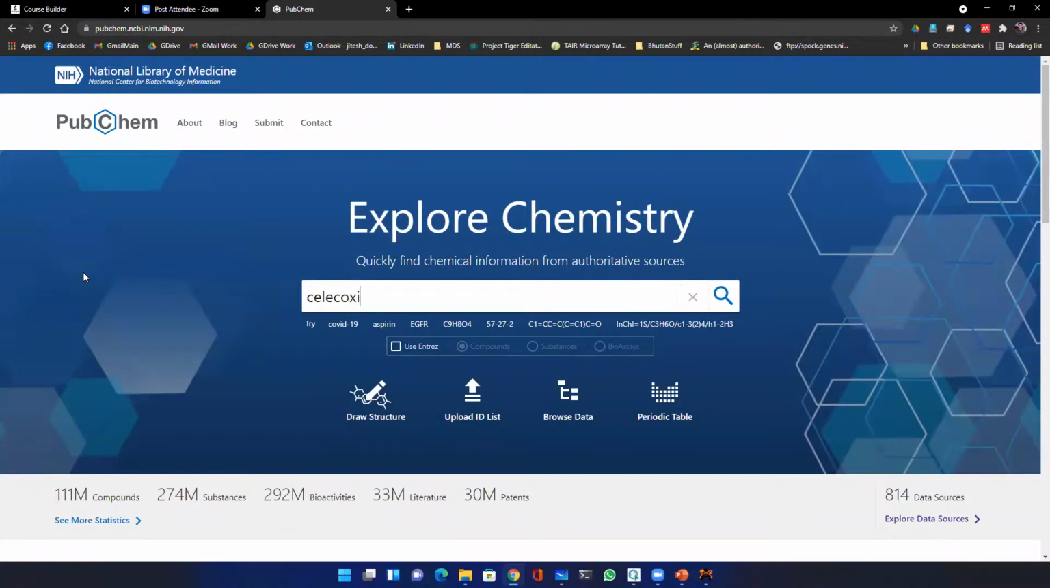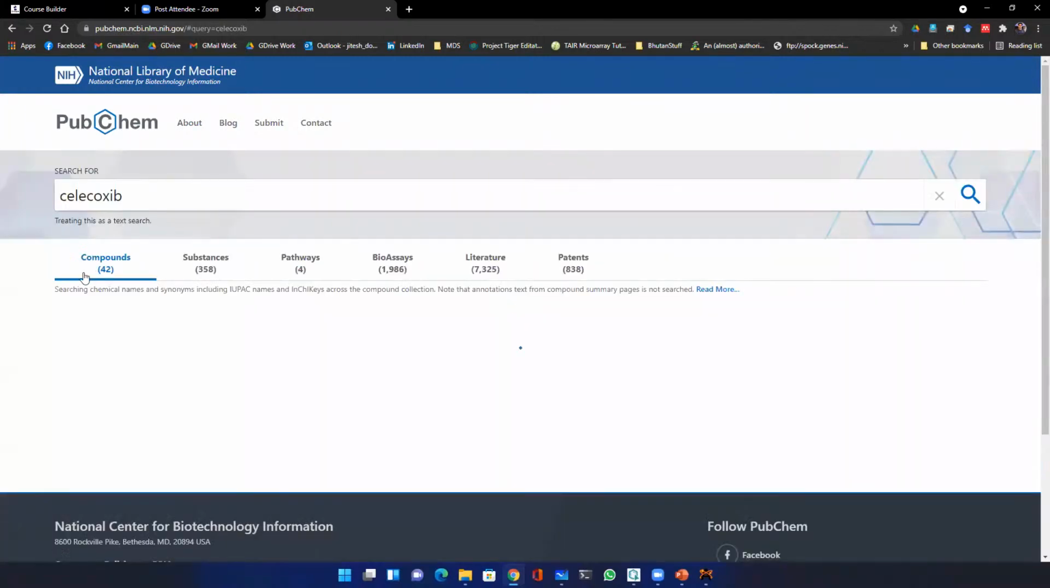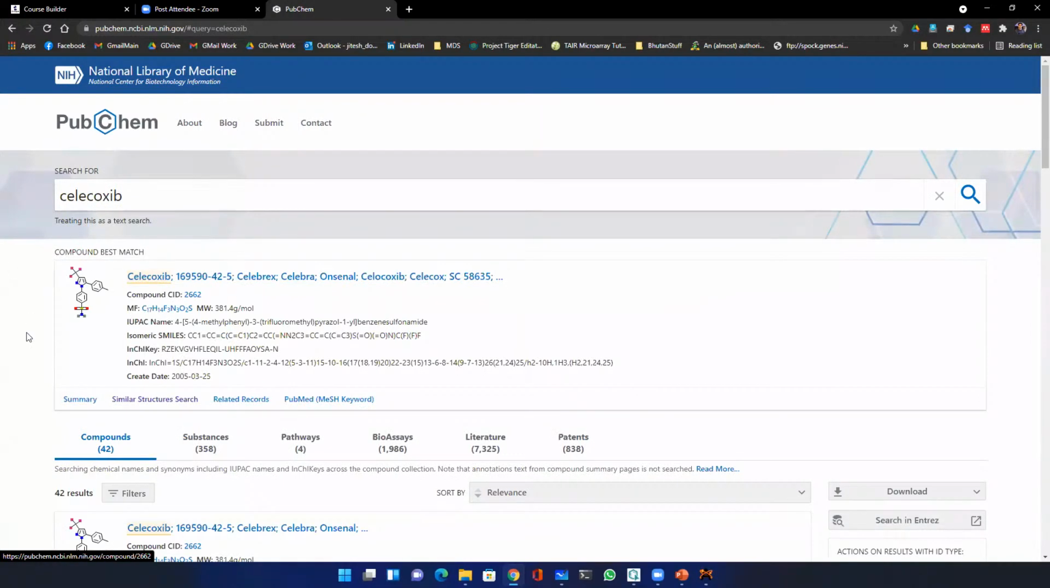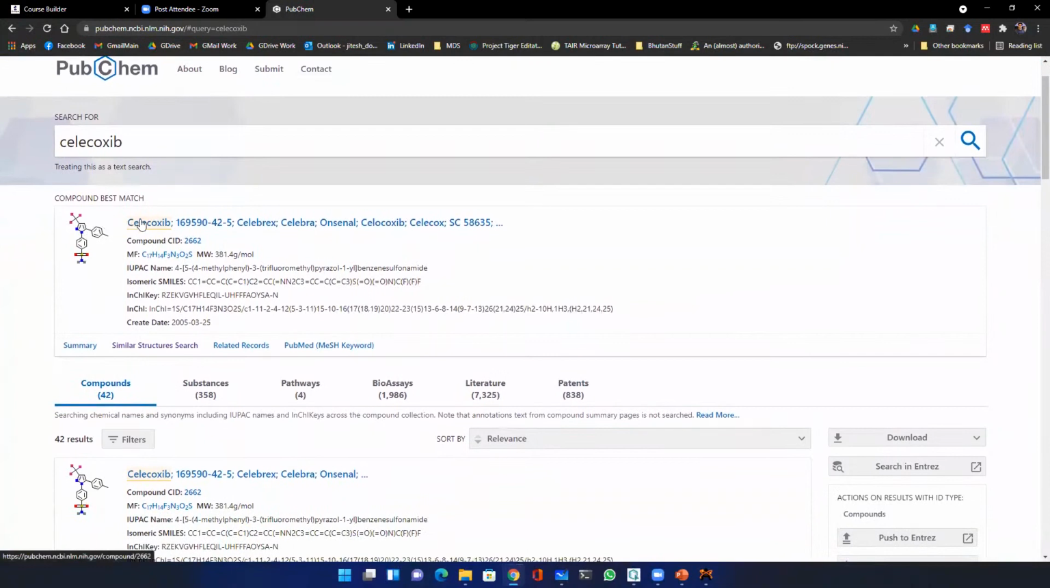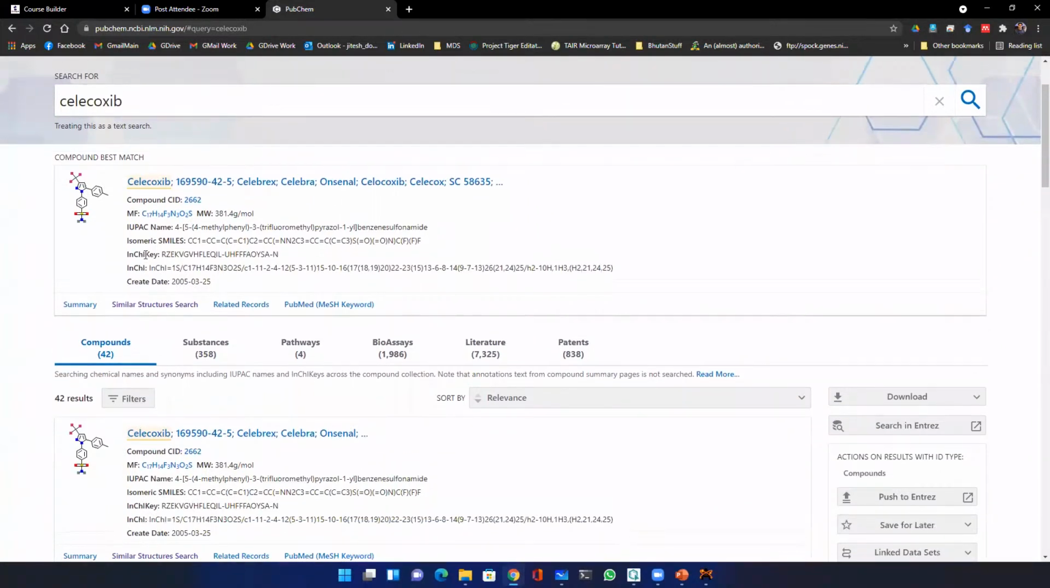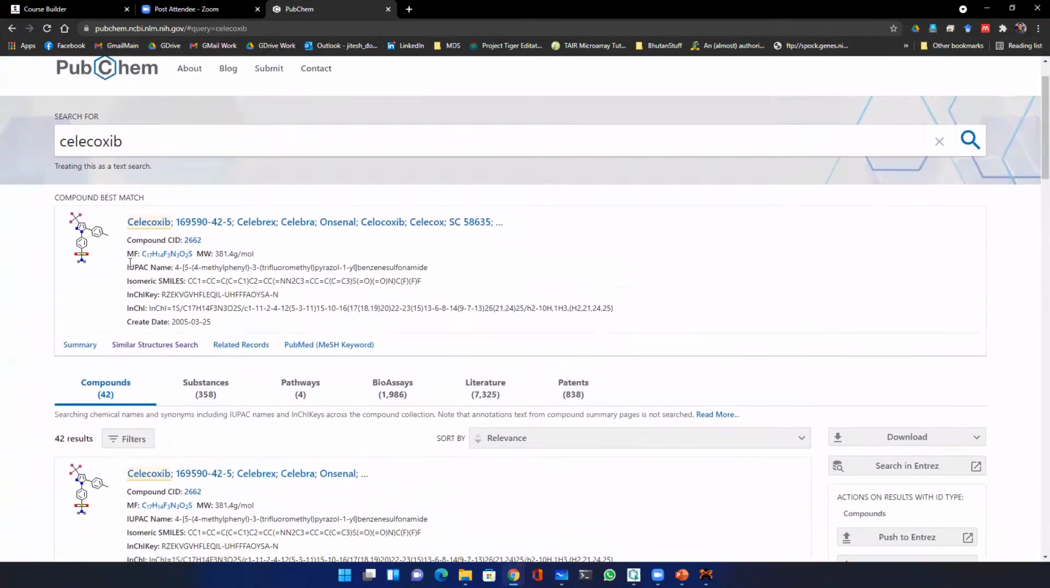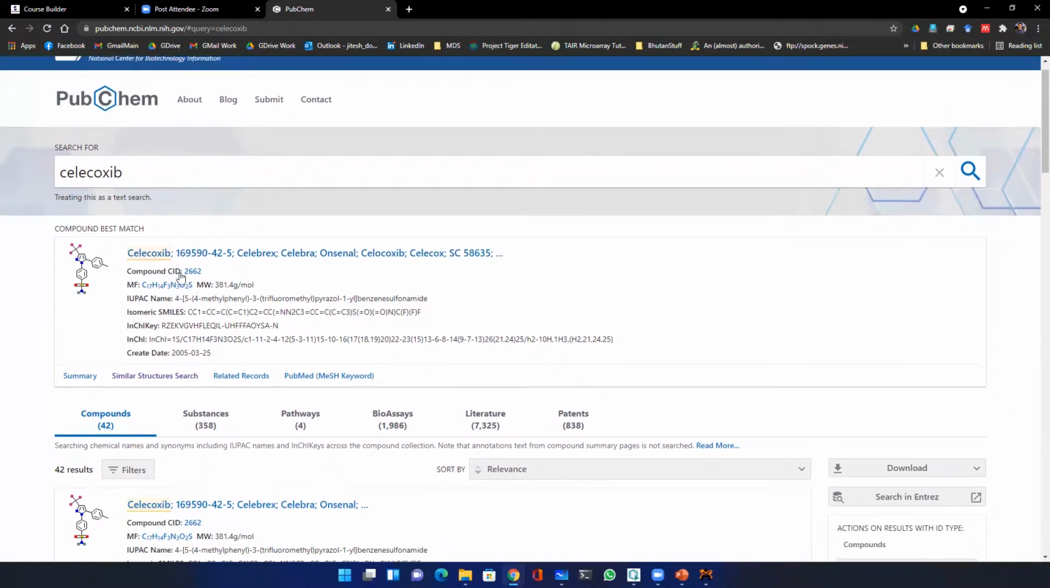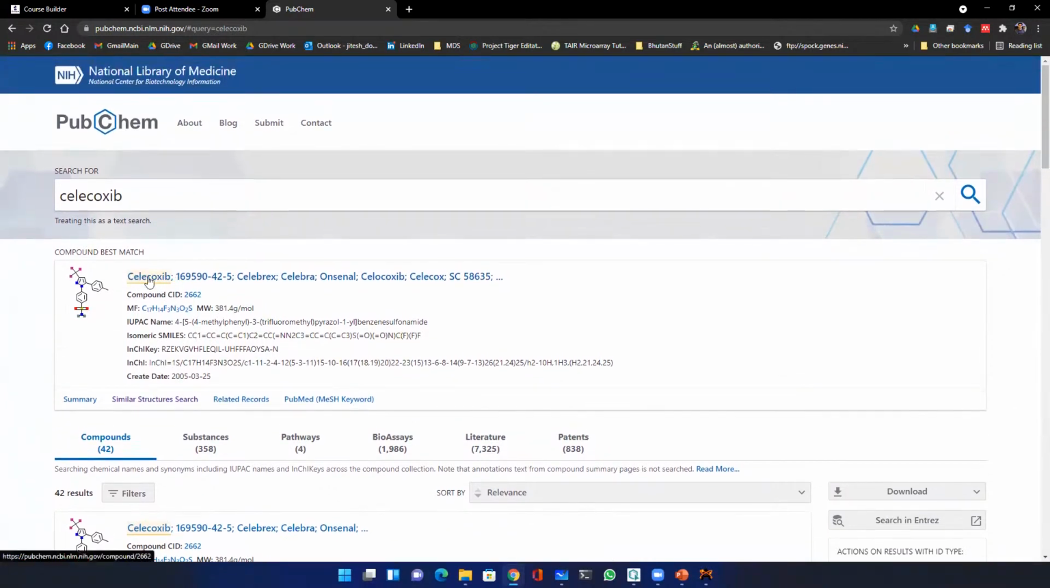So you can simply search for the name of the drug. It will show you all the entries in the database, or all the structures in the database, which relate to the name celecoxib. They may be different forms of celecoxib, or different compounds which contain celecoxib. You can see here the structure is shown. You can see a lot of other summary details, and you can see this link from where you can get more information about the molecule.